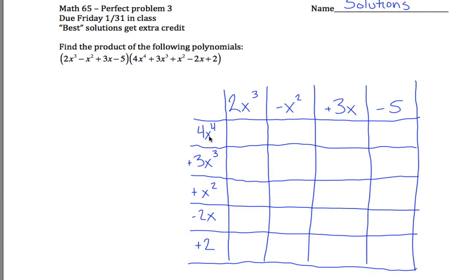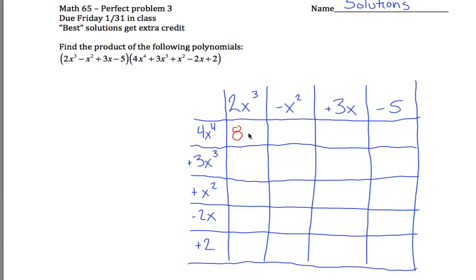So if we start up here in the top left, I got 4x to the 4th power times 2x cubed. So really what I'm being asked to do is multiply monomials. And the way you multiply monomials is we multiply the coefficients, the numbers on the outside. So 4 times 2 is 8. So I'll start by writing an 8. And then I got to figure out the exponent.